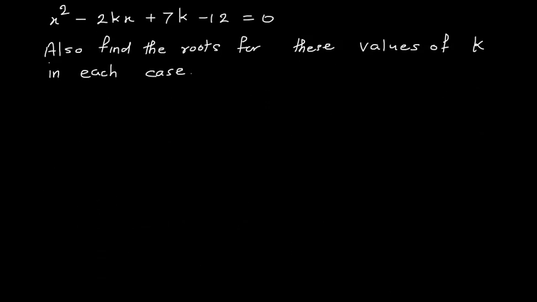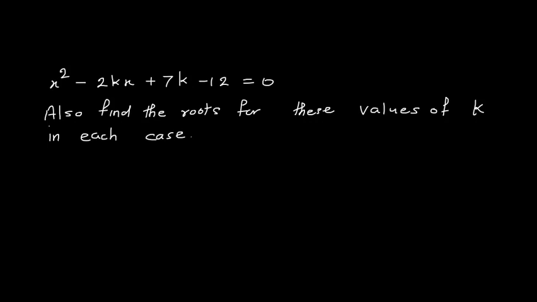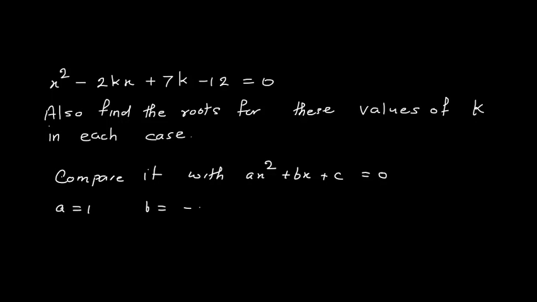Now this is the next question. Here also we have to find the value of k for which the roots are real and equal, and then we have to find its roots. So what we do, we compare this equation with ax square plus bx plus c equal to 0. We get a is equal to 1, b is equal to minus 2k, and c is 7k minus 12.